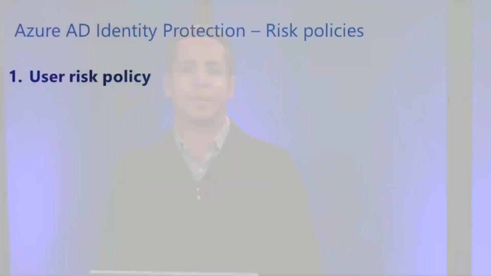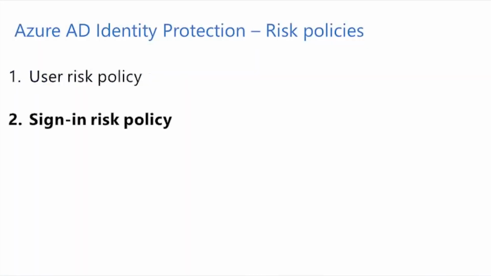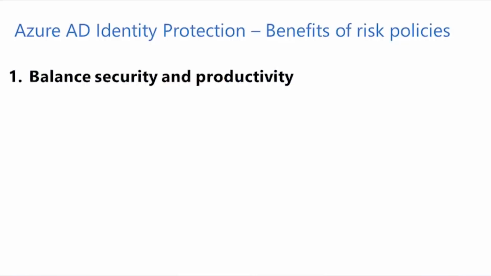They're very valuable. Customers can use these risks to set up automated remediation policies. For example, user risk policy or sign-in risk policy. These risk policies help organizations in multiple ways. Number one, they balance security and productivity. For example, all sign-ins are not challenged with an MFA. However, if risk is detected on a sign-in or a user, we will challenge the sign-in based on these policies.